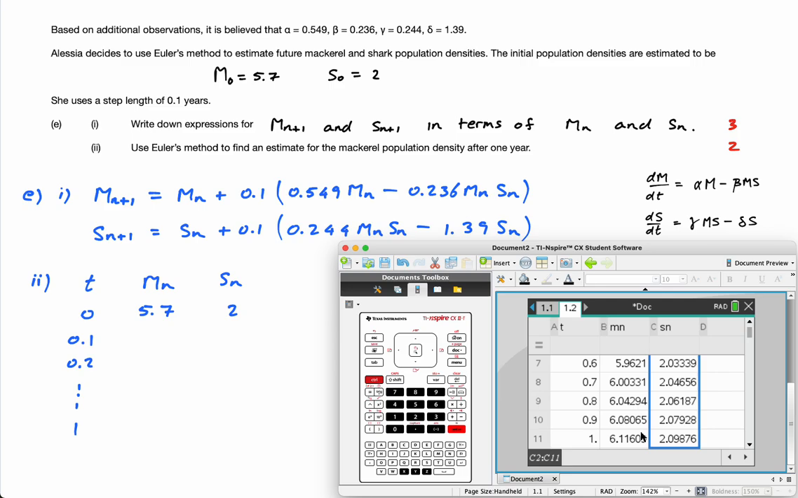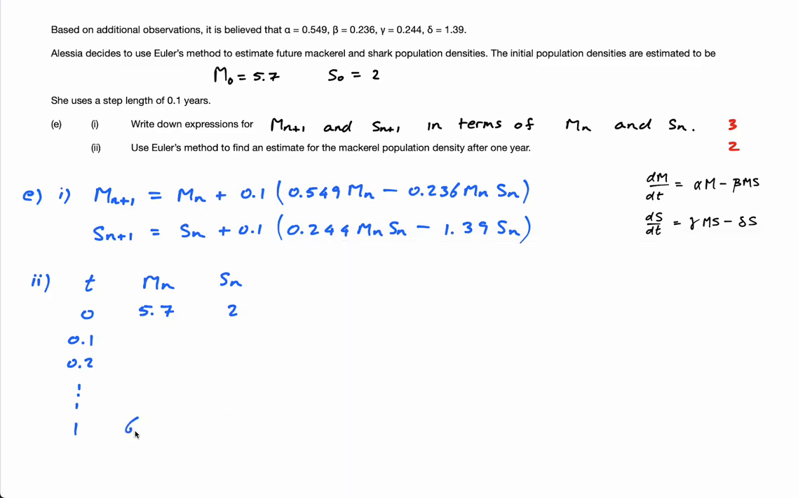So this is 6.11609. Therefore, the mackerel population density M is approximately equal to 6.12 to 3 significant figures. Okay, done. That is part E.